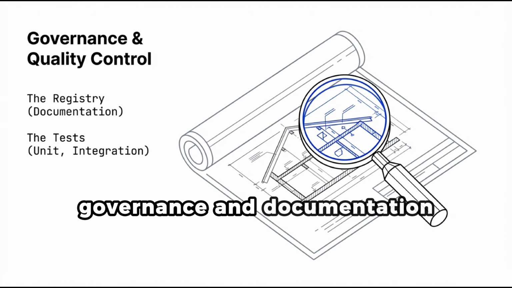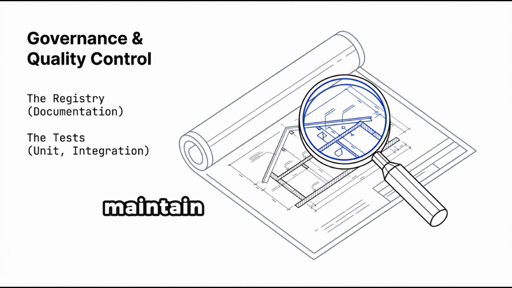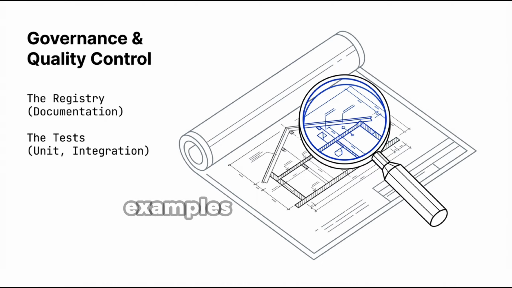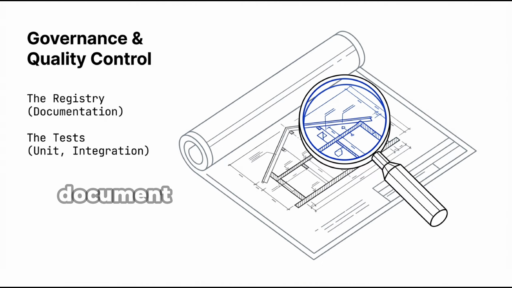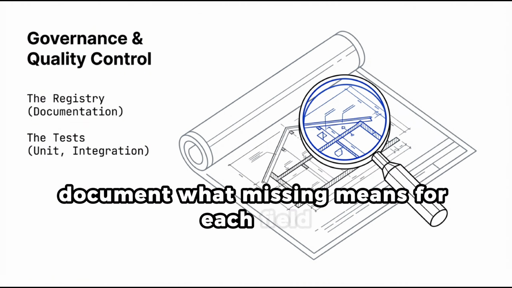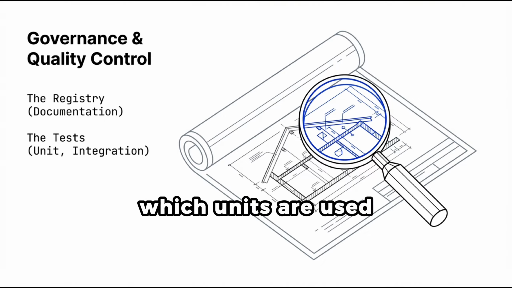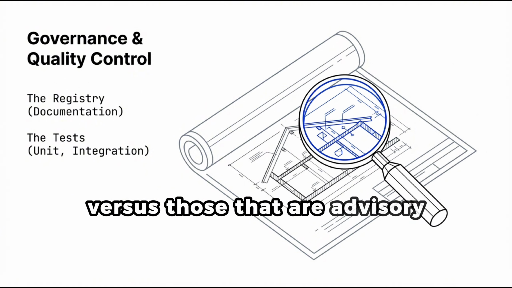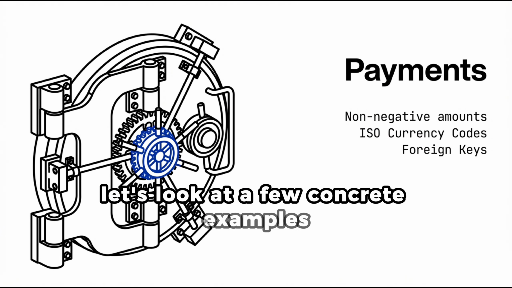Governance and documentation complete the picture. Maintain a schema registry or catalog with explicit constraint definitions, examples, and rationale. Document what missing means for each field, which units are used, and which checks are critical for business correctness versus those that are advisory. Let's look at a few concrete examples.